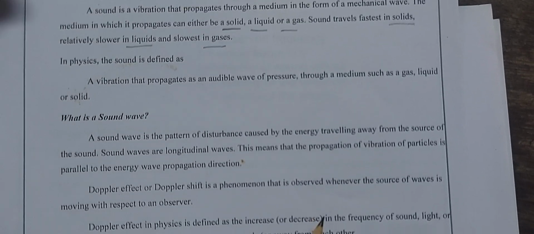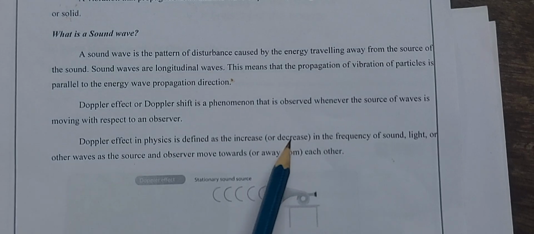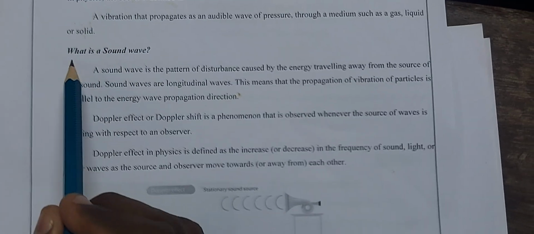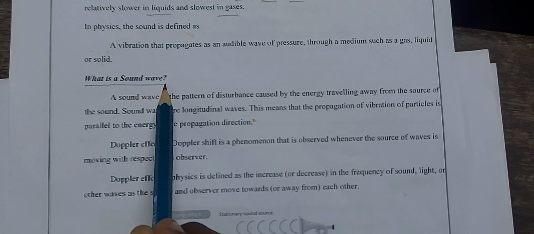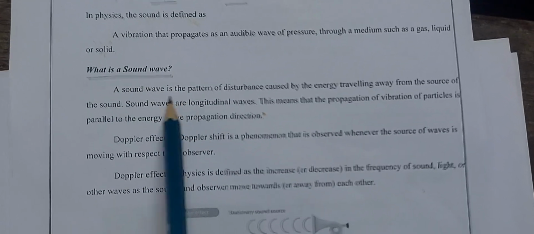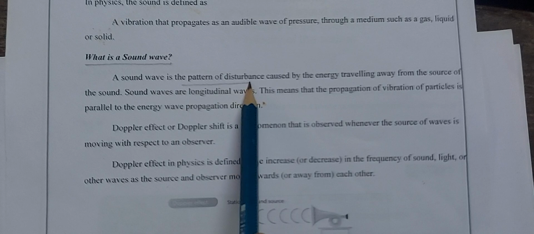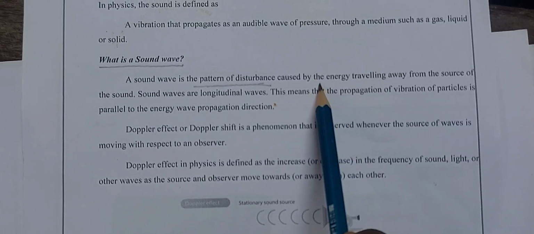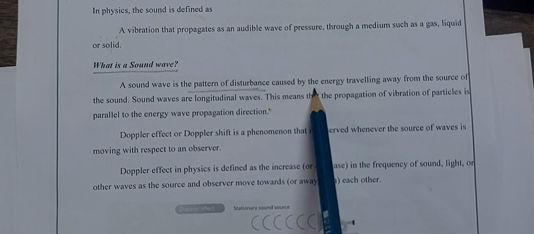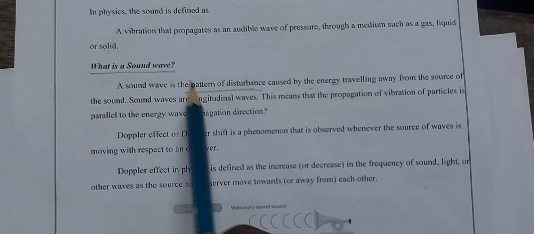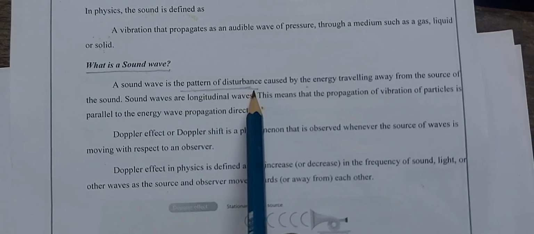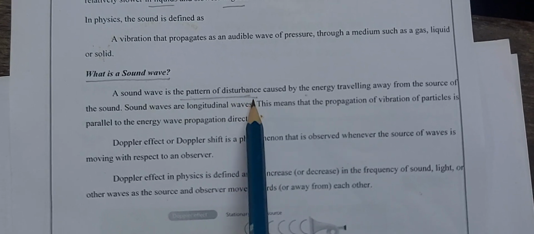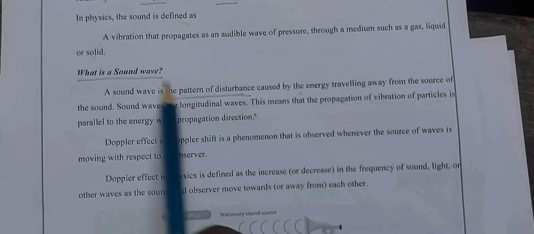Okay. Now we are going to take up the topic of sound waves. Already we said that sound is a form of energy. Then another question will arise: what is a sound wave? A sound wave is a pattern of disturbance caused by the energy traveling away from the source of the sound. It is a pattern of energy. The disturbance is produced by any vibrating body. That is called a sound wave.